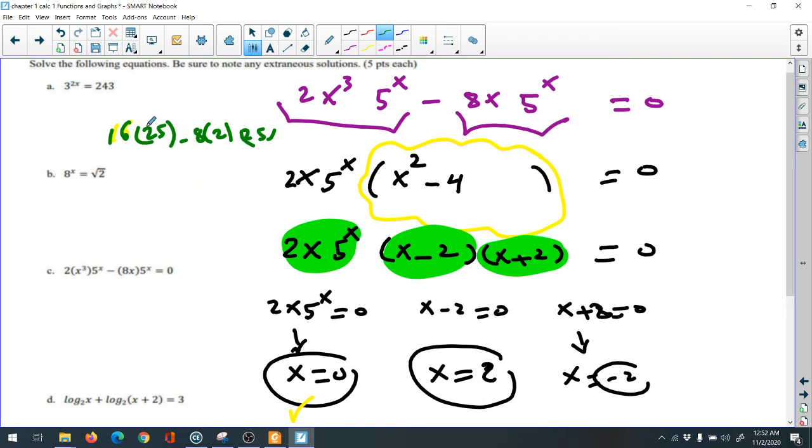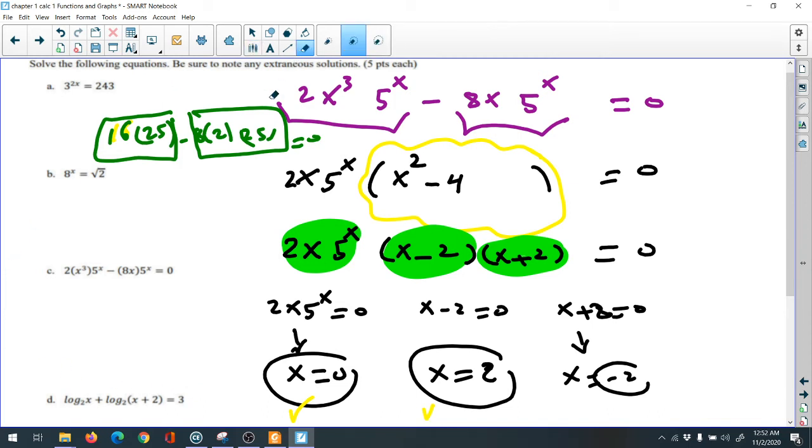And then 16 times 25, I don't care about getting this calculation. Makes sense. 16 times 25 is equivalent to 8 times 2 times 25, because 8 times 2 is 16. So if you subtract, it equals 0, so this is one of the solutions too.